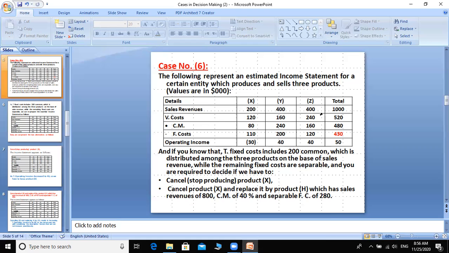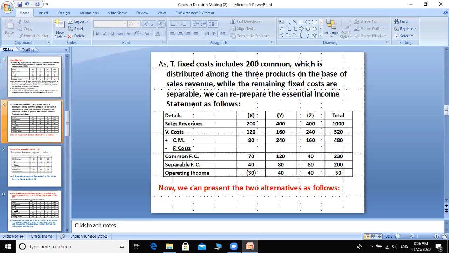But sales will remain the same, variable costs will be the same, contribution margin will be the same, and so on. Then we will try to stop X and find the result, replacing it with H instead of X, seeing the result, then deciding. As total fixed costs include 200 common, which is distributed among the 3 products on the base of sales revenue, as he told me in the case, while the remaining fixed costs are separable, we can re-prepare the income statement as follows.